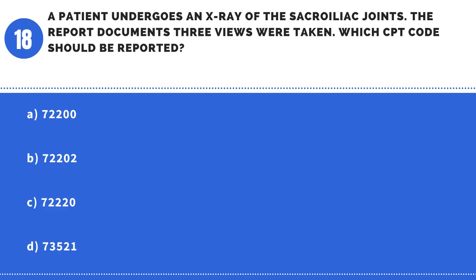Question 18. A patient undergoes an X-ray of the sacroiliac joints. The report documents 3 views were taken. Which CPT code should be reported? A. 72200. B. 72202. C. 72220. D. 73521.